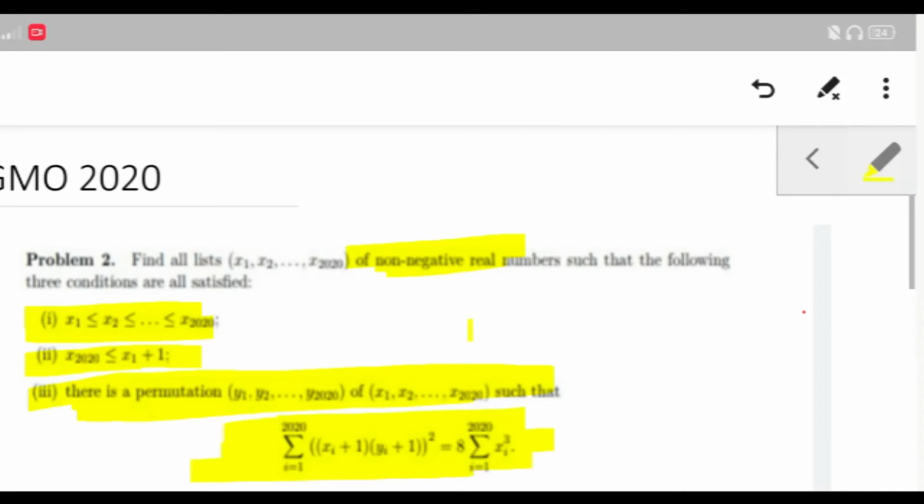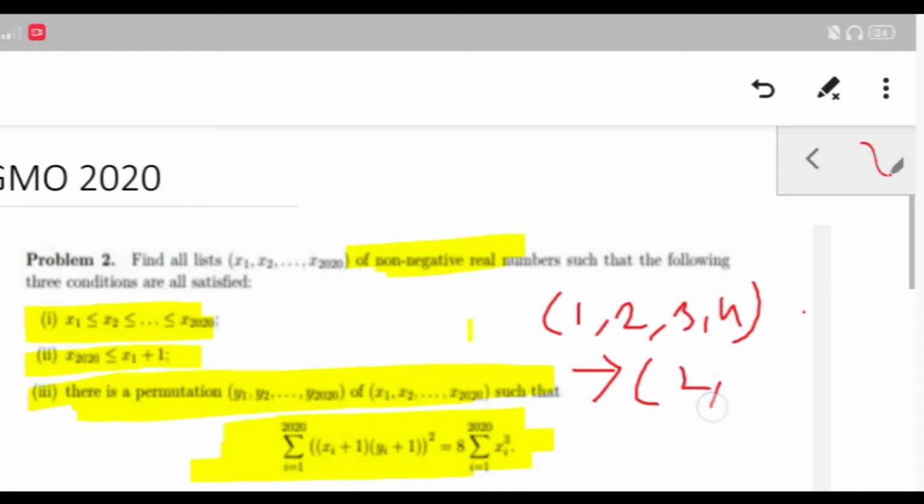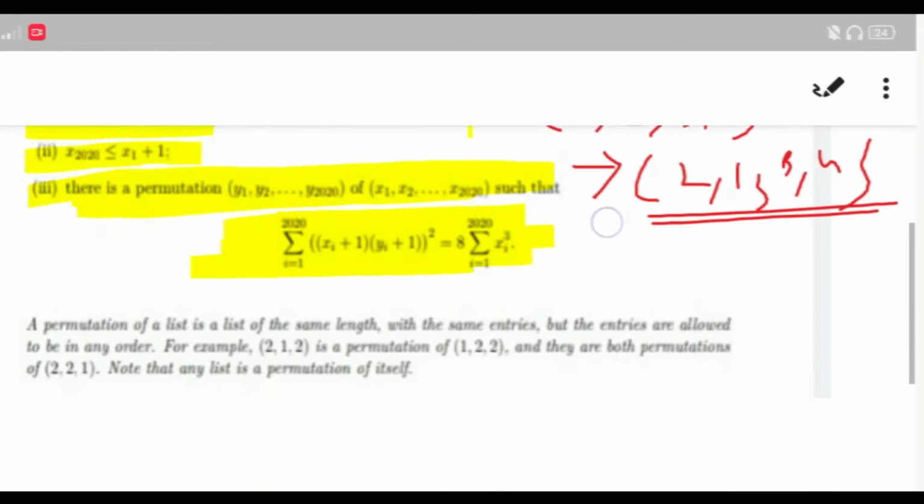Now let me describe what a permutation is. For example, if we take a set, namely 1 2 3 4, then its permutation will be 2 1 3 4. This set is also its permutation. Okay, now some properties of permutation are given at the end of the question.